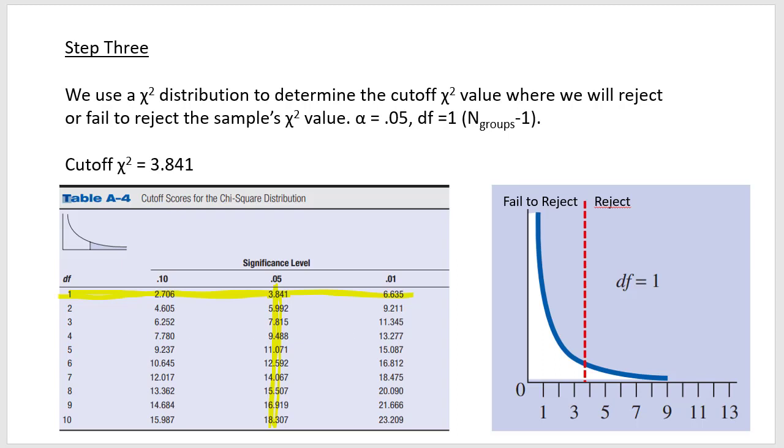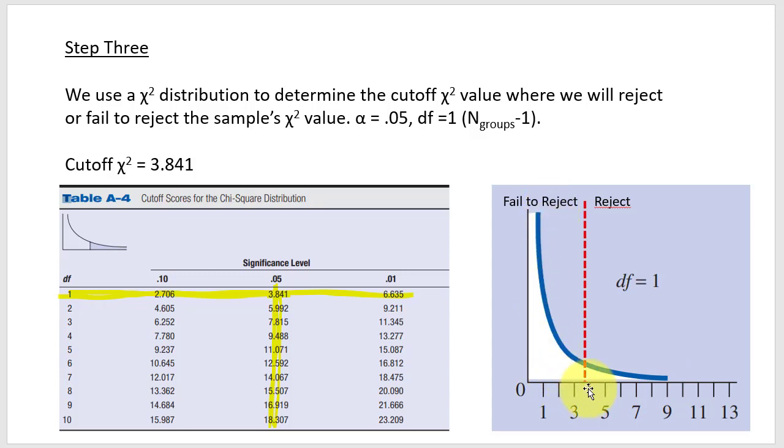In step 3, we will determine our cutoff chi-square statistic that will tell us when to reject or fail to reject the null hypothesis. The cutoff chi-square statistic for 1 degree of freedom at the 0.05 significance level is 3.841. So if we plot our cutoff, we can see that if we have a chi-square statistic significantly greater than 3.841, then we have a significant result. If not, then we don't.